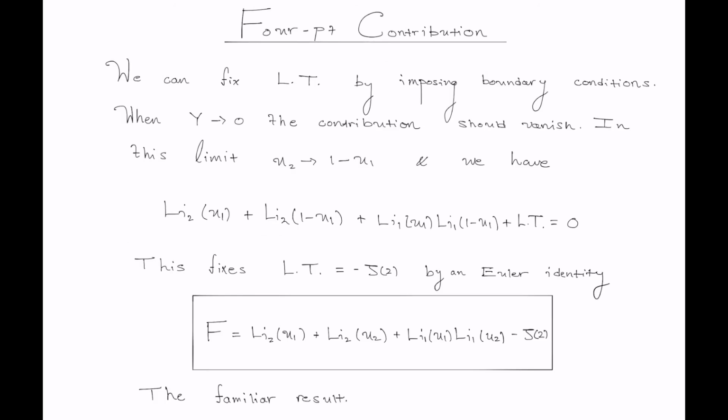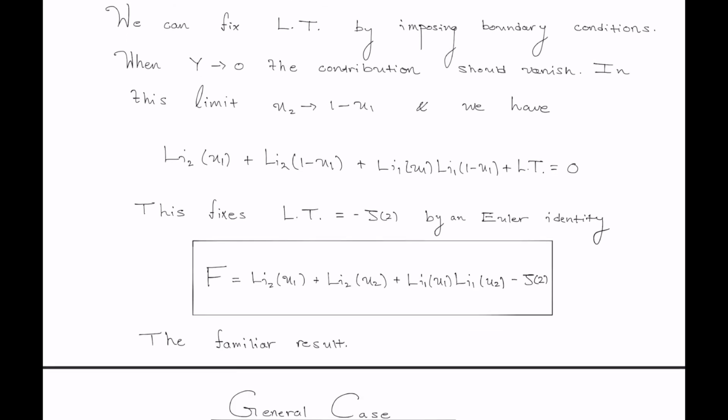And so we have a boundary condition at our disposal. When the exchanged edge energy goes to 0, the contribution should vanish as the propagator vanishes. In this limit, we also see that u2 is actually 1 minus u1, and the function takes the following form. And by an Euler identity, this is actually equal to zeta of 2, and so the contribution of lower transcendentality that the symbol misses is minus zeta of 2. And so this fixes the function, and this is the familiar result for the conformally coupled scalars exchanging a conformally coupled scalar.